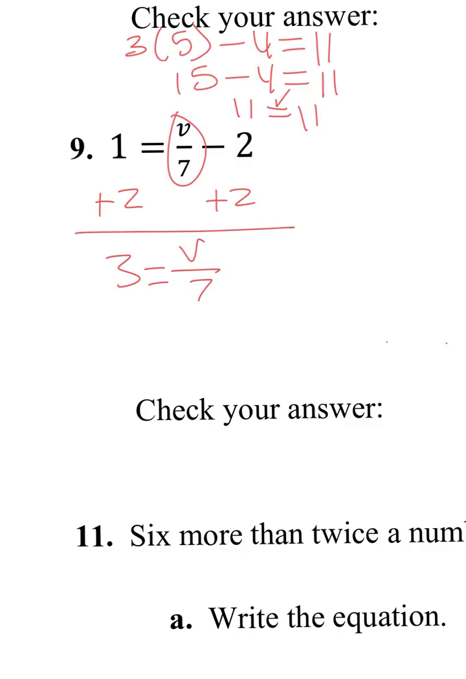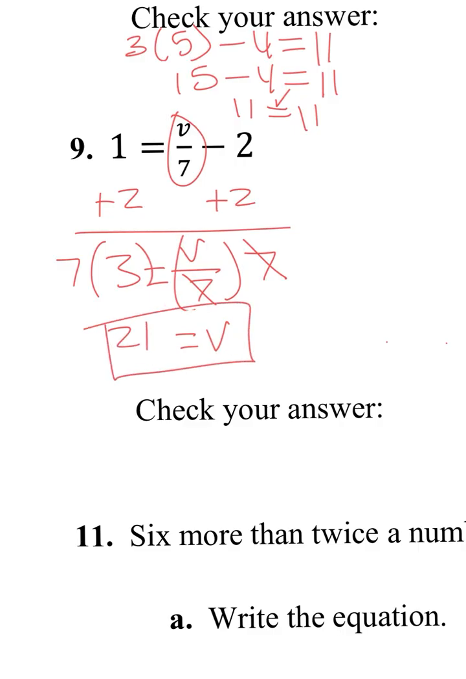And now we're going to get rid of any multiplication or division. So the opposite of dividing by 7 is multiplying by 7. I'm going to multiply both sides by 7. So multiplying by 7 divided by 7 cancels out. So v equals, what's 7 times 3? 7 times 3 is 21.